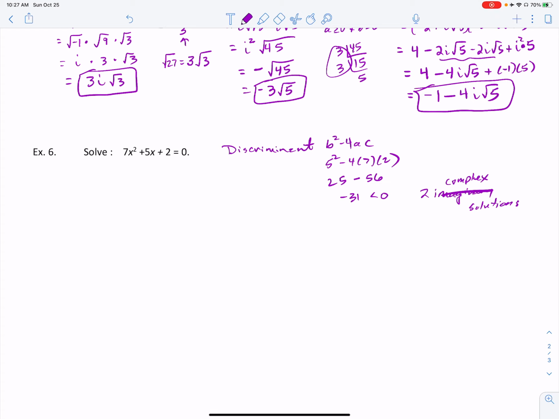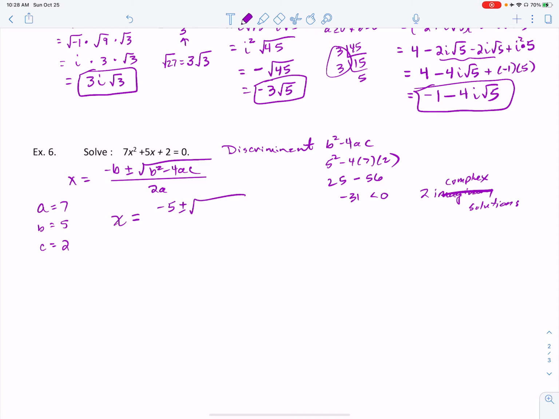And so when that discriminant is negative, we expect that you're going to have an i in your answer when we're working in the complex field. And we're going to go ahead and use the quadratic formula, which is x equals negative b plus or minus the square root of b squared minus 4ac all over 2a. And my a value is 7, my b value is 5, and my c value is 2. So notice I'm going to put x equals, because that's what we're solving for.